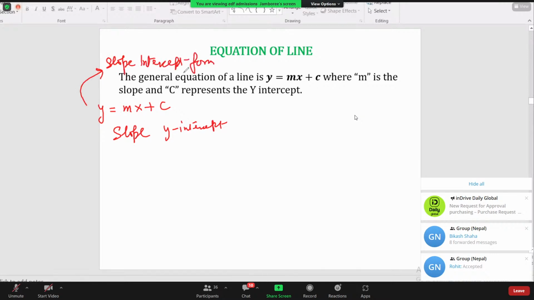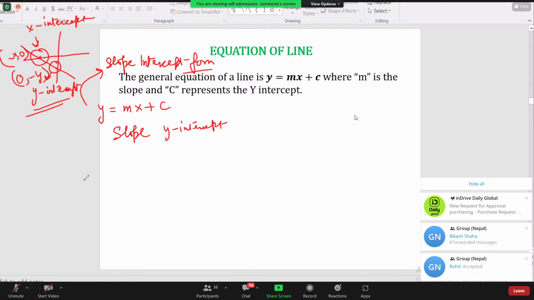So I'm using the word intercept. First of all, you should know what exactly is intercept. Let's say this is the graph, this is the line. This line is touching the x-axis at this point, and this line is touching the y-axis at this point. So therefore, this will be called the x-intercept, and this will be called the y-intercept. So intercept is basically the point at which the line touches the x-axis and the y-axis. So this coordinate will be minus x comma 0, and this will be 0 comma minus y. So it basically comes with sign.